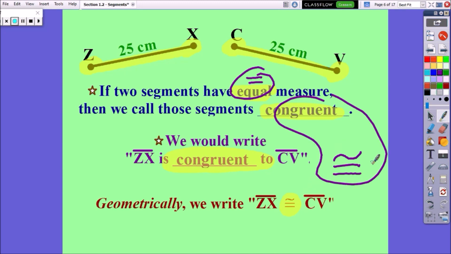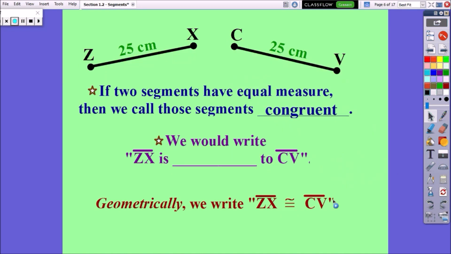Congruent is used again whenever we're not talking about specific numerical values. Equal is when you do want to talk about a specific numerical value. So again, notice down here, this is where if I just want to say that they are the same, but I'm not given a specific number, then I would use the congruent symbol.